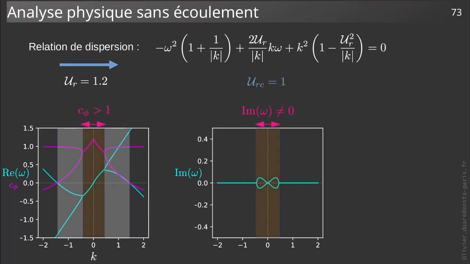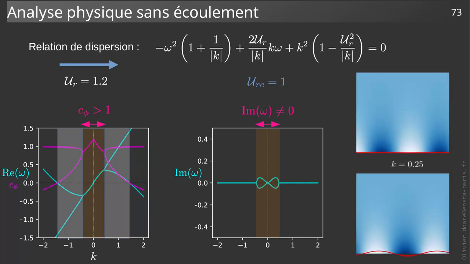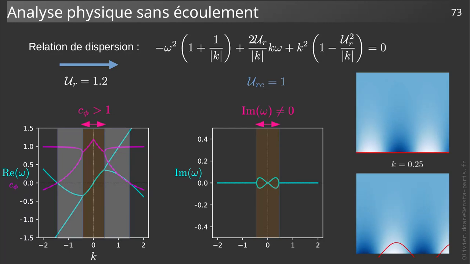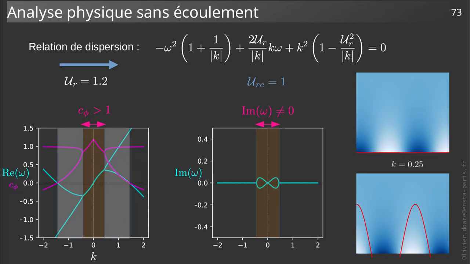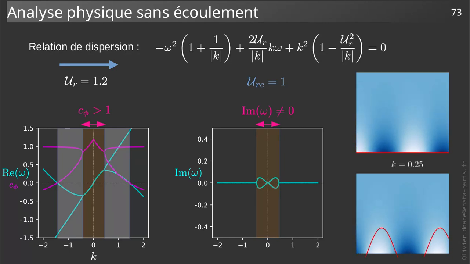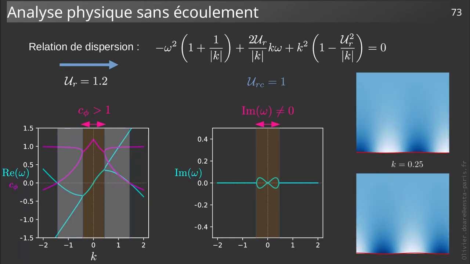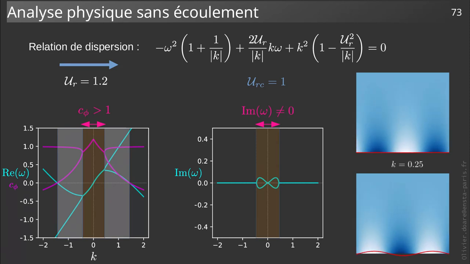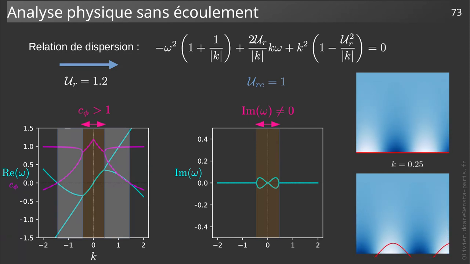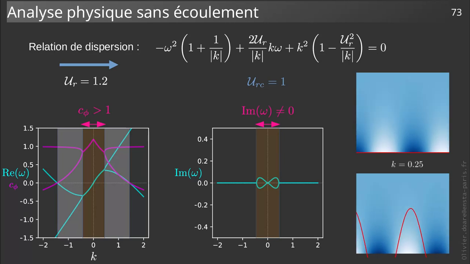A new wave number range appears around 0. For this one, we observe that the phase velocity becomes greater than 1. The waves are accelerated, and at each wave number, one of the frequencies has positive imaginary part, giving rise to a wave damped in time, and the other has a negative imaginary part, which leads to a wave amplified exponentially in time. We have just highlighted an instability of the medium. By looking for the value of UR for which the discriminant of this polynomial in omega cancels, we find the critical reduced velocity for instability URC equals 1.